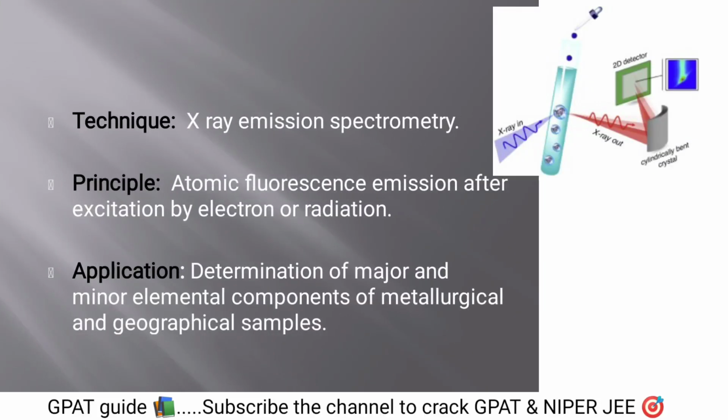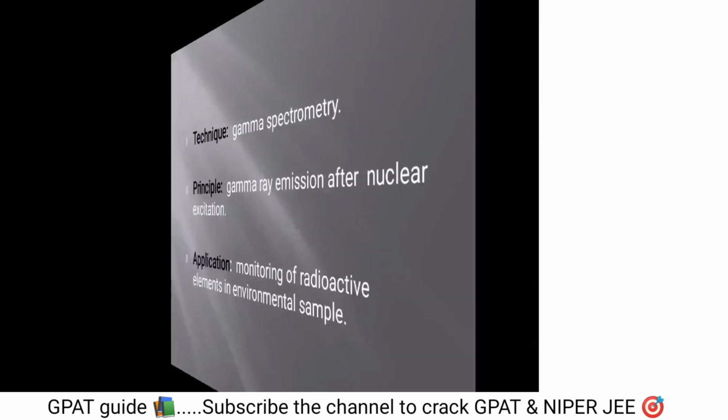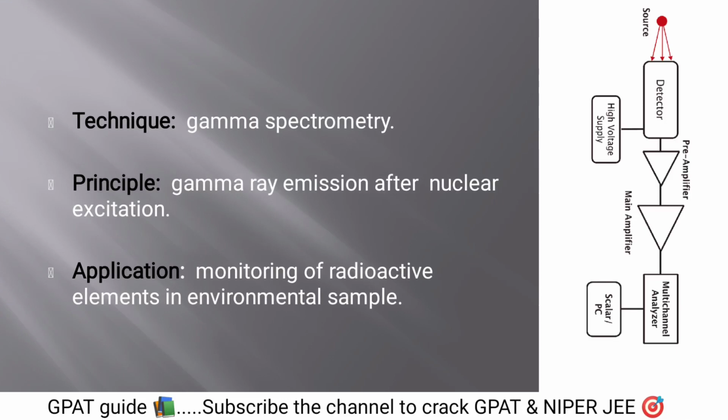Next technique is the X-ray emission spectrometry, which is based on the principle of atomic fluorescence emission after excitation by electron or radiation. Application of this technique is the determination of major and minor element components of metallurgical and geological samples. Next technique is the gamma spectrometry, which is based on the principle of gamma ray emission after nuclear excitation.